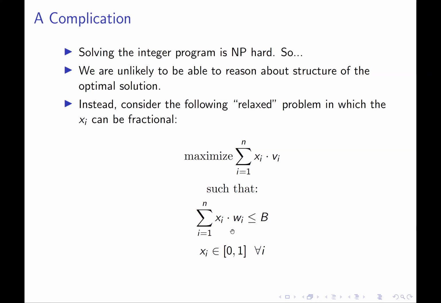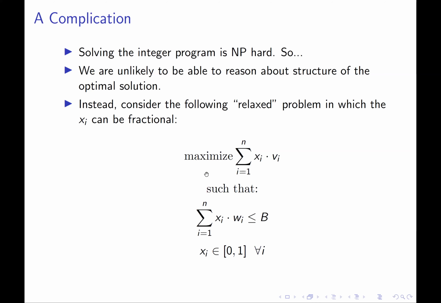So first of all, this is no longer an integer linear program. This is what's called a linear program. And this small change, from requiring the xi's to be either 0 or 1 to allowing them to be any number between 0 and 1, is very important computationally. It means that this problem is no longer NP-hard. In fact, there are good polynomial time algorithms for solving linear programs.